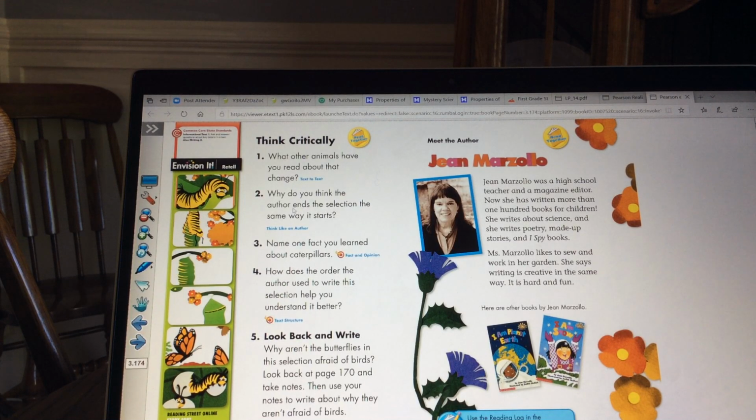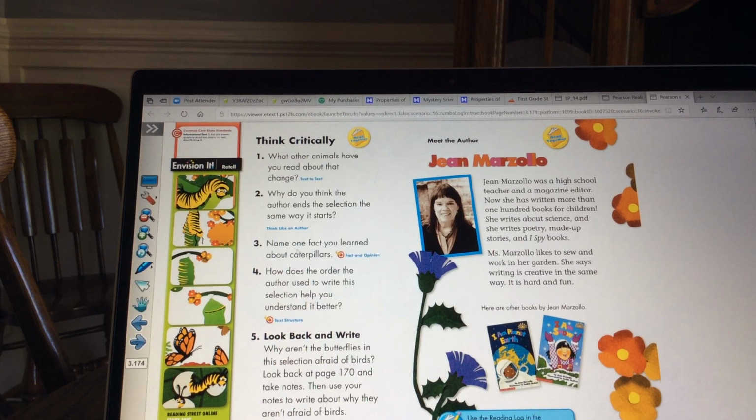Why do you think the author ends the selection the same way it starts? Oh, I love that question. Why do you think the author ends the selection the same way that it starts? And now, while we're on that, let's think about this. What's the author's purpose for this text? I think that the author wrote this text to give us information. It's informational text about how caterpillars turn into butterflies.